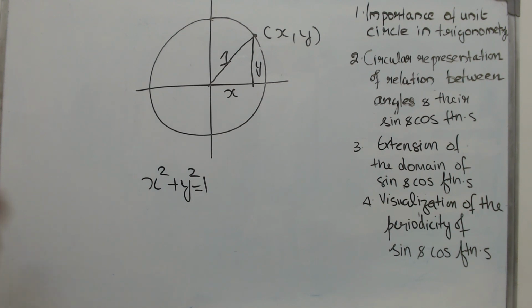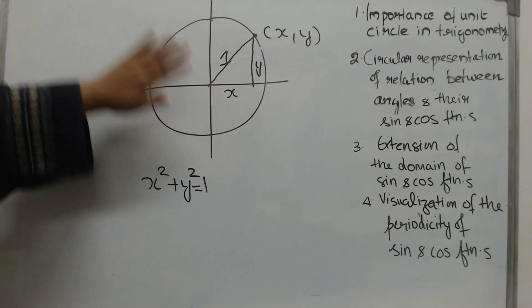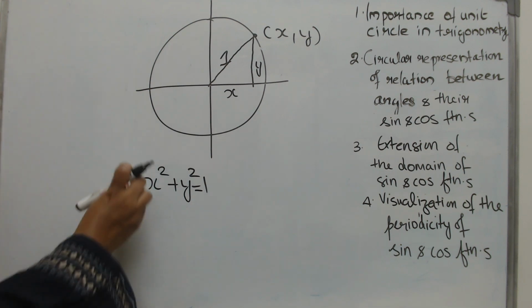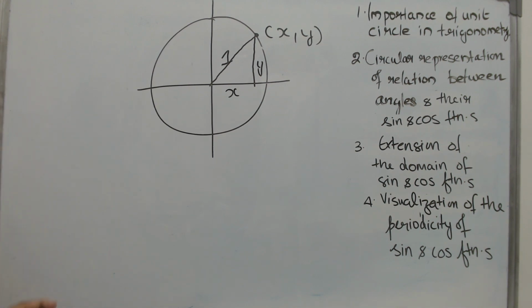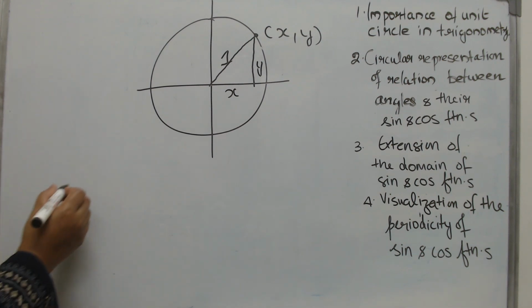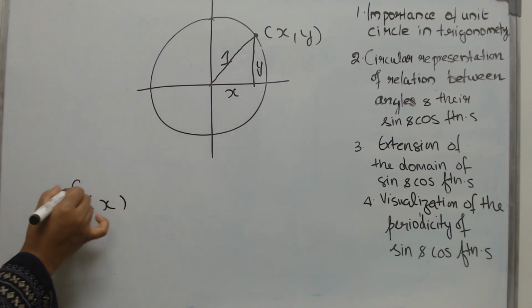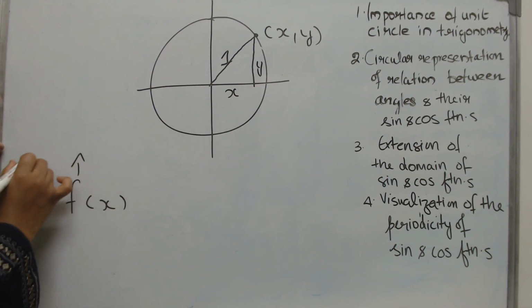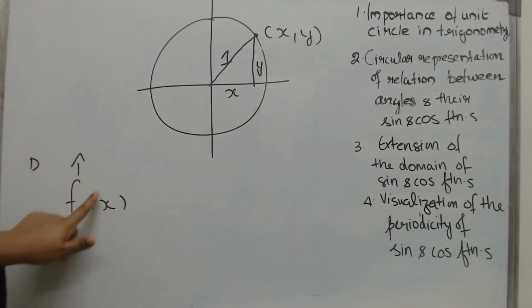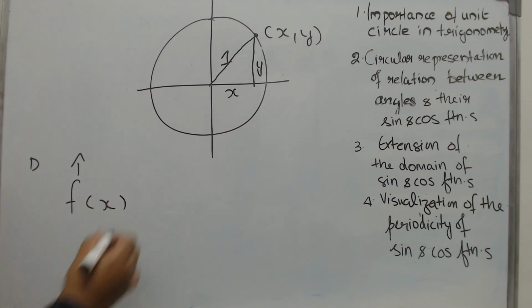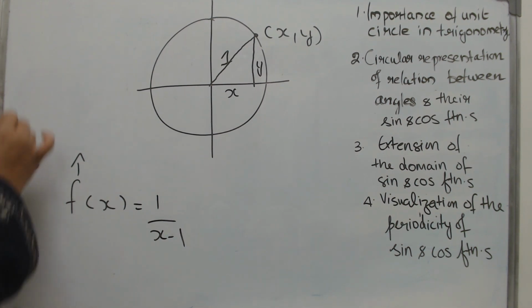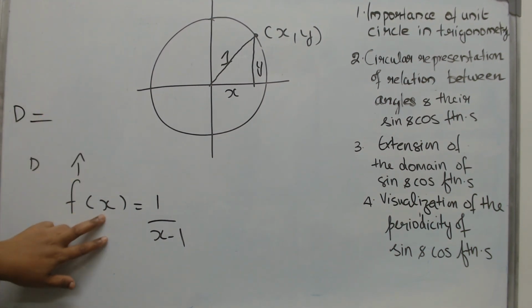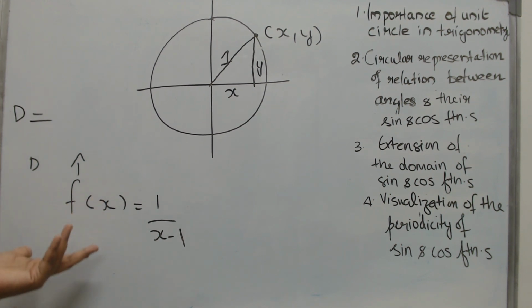Then what else does it do? It gives you an extension of the domain of the sine and the cos function. Now in case you have not yet heard of the word domain or range, do not worry, it is a very simple concept. The domain of any function, here f is the function, is all the values that this x can take. Suppose f(x) is equal to x minus 1, then the domain of f is all the values that x can take. Now what all values can x take?